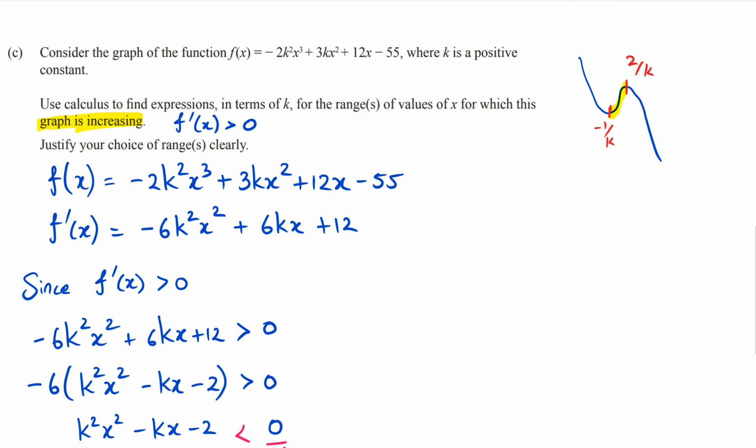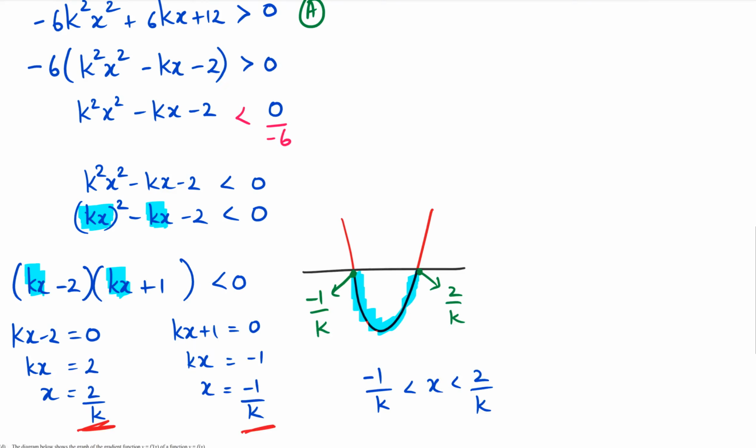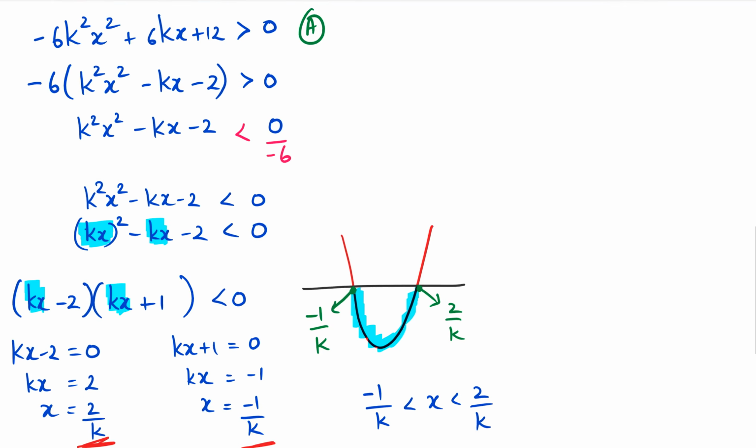So achieved: derivative found and made greater than 0 is going to be an achieved. Merit is correct endpoints of intervals. So that's somewhere here, if you find the correct points, and then correct range and justification for the choice. So that's going to be your excellence there.